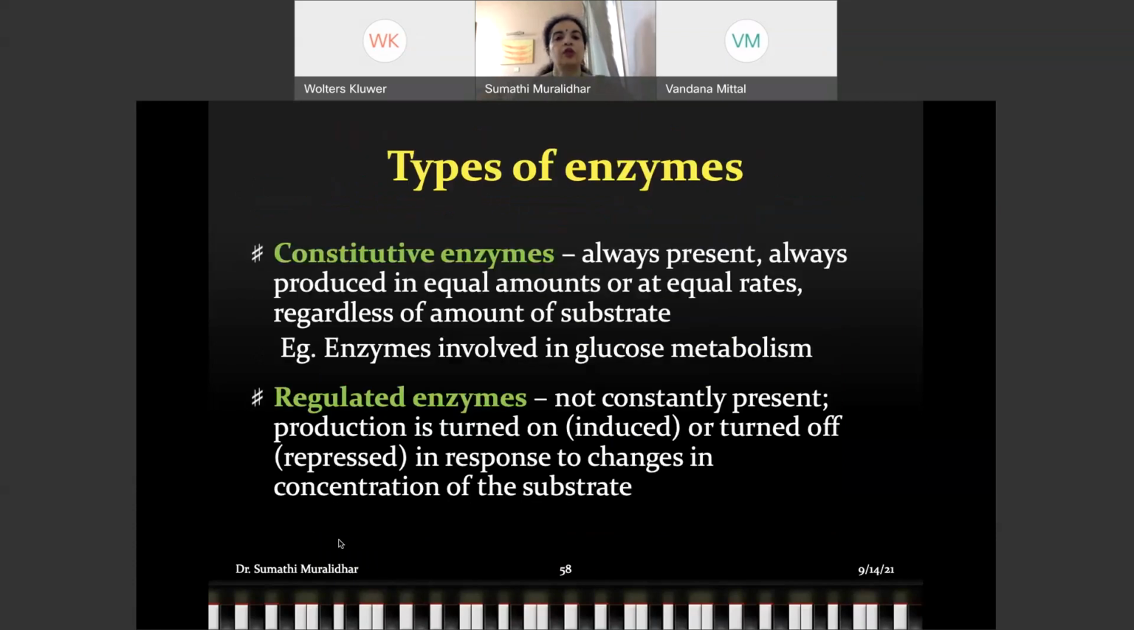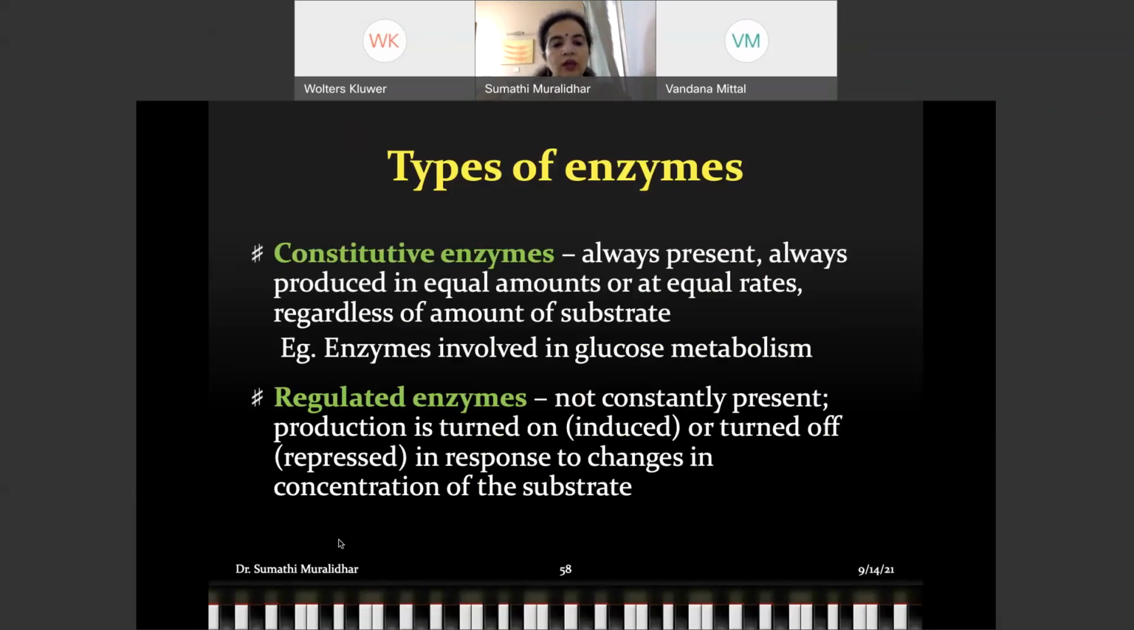So again, types of enzymes in bacteria. There are two types, the constitutive enzymes and the regulated enzymes. Constitutive enzymes are always present in the bacteria. Whether the substrate is there or not, regardless of that, these enzymes are being produced. Whereas the regulated enzymes are not always present. They will only be induced and produced when the substrate is present, when the substrate is there to act upon.